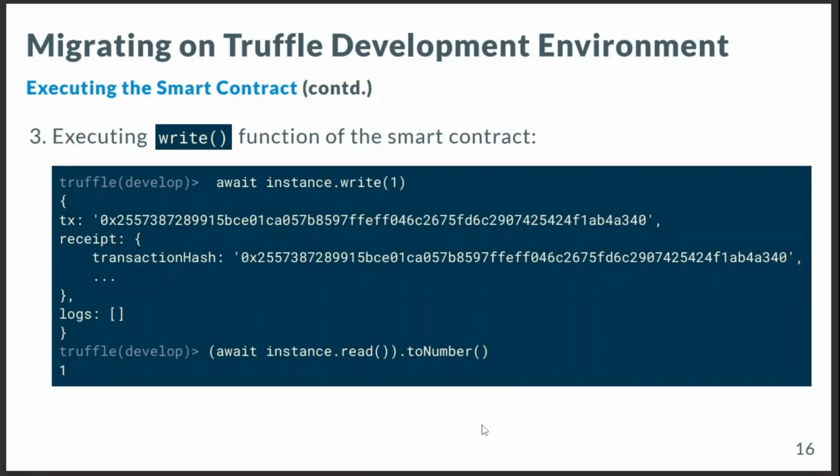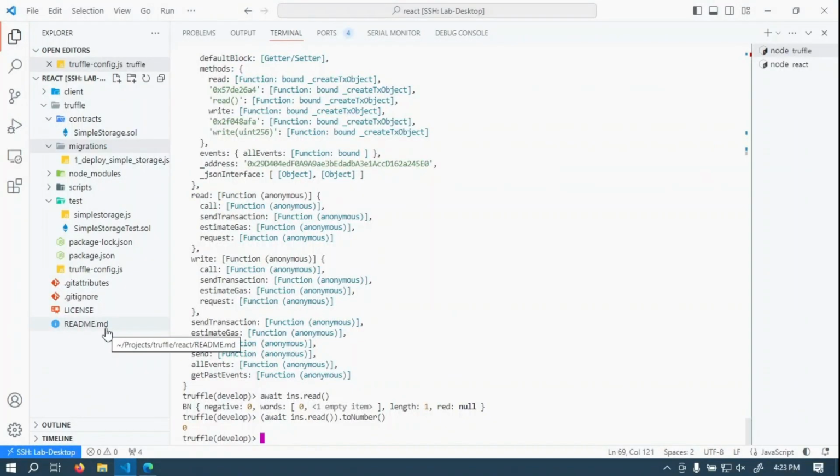So once we have done that, let's change the value by using the setter function. So it's the write function here. You can see await instance.write(1). So let's set it to 1 and it will show this transaction receipt with the transaction ID, the receipt hash and everything, the details. We also saw these details when we were trying with Ethereum, right? When we transferred Ether from one account to another, we saw the same thing, transaction hash, everything. It's similar to that.